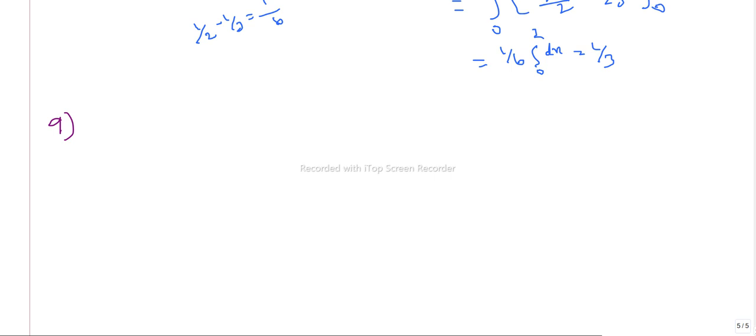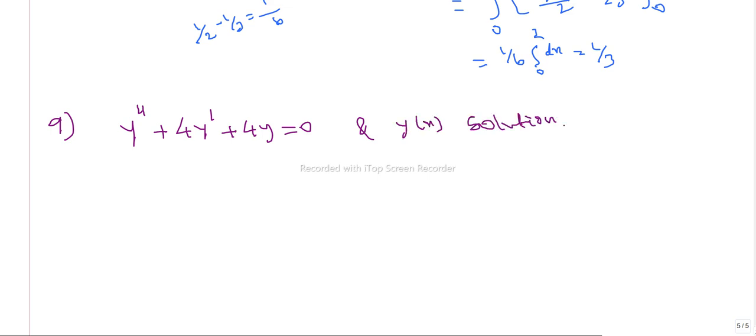Suppose we have a differential equation y double dash plus 4 times y dash plus 4 times y equal to 0, and y of x is a solution of this equation. And y of x satisfies y of 0 should be 4, and y dash of 0 should be 8. Then what is the solution y of x?